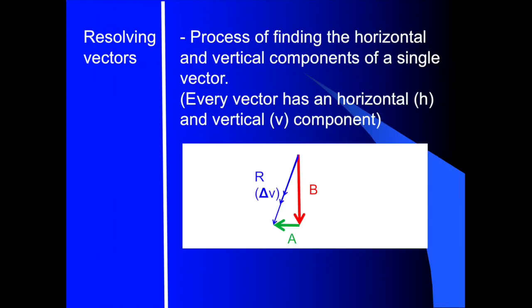Now, when you're resolving vectors, remember that this is a process of finding the horizontal and vertical components of a single vector. So for example, we have B and A vectors that create this resultant. If that's the case, then we know that every resultant vector has a horizontal and a vertical component.